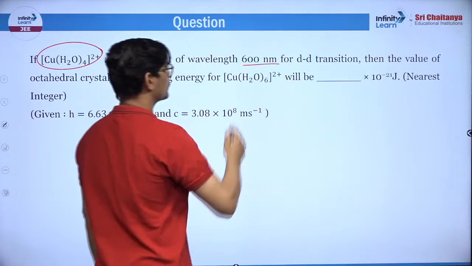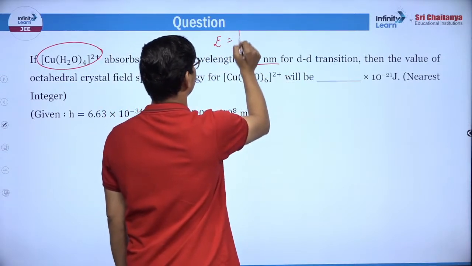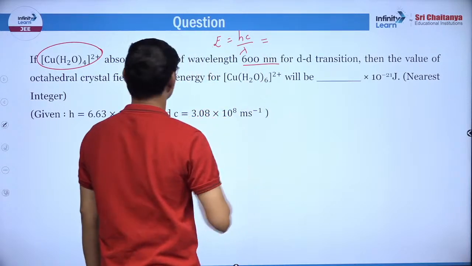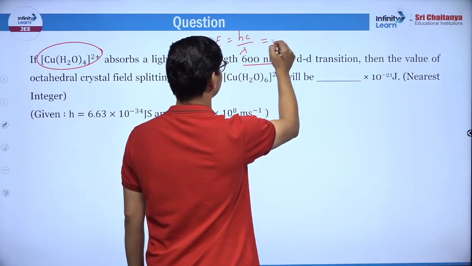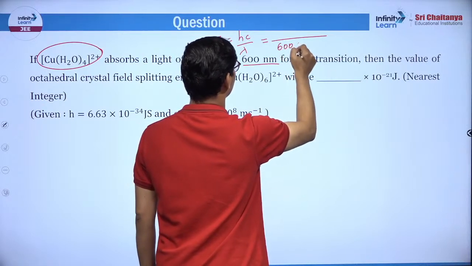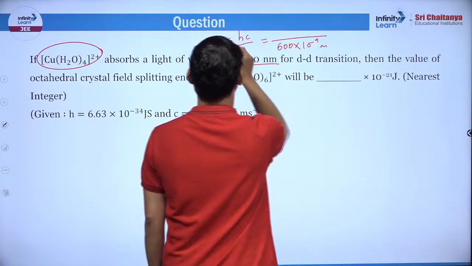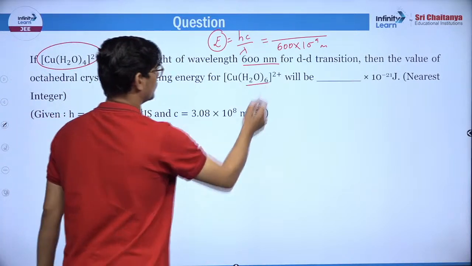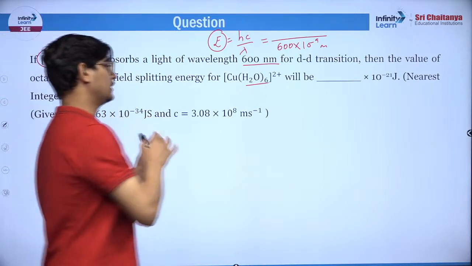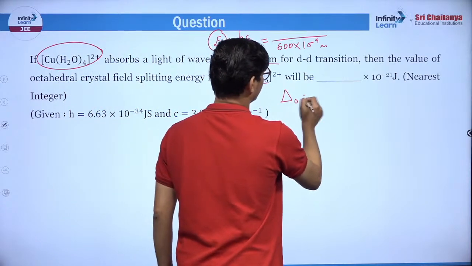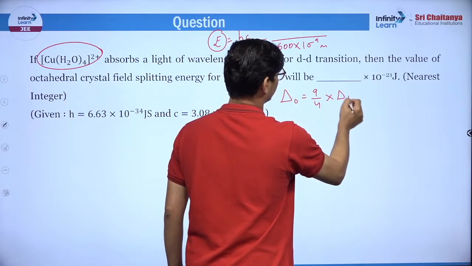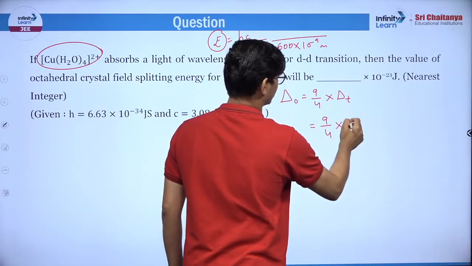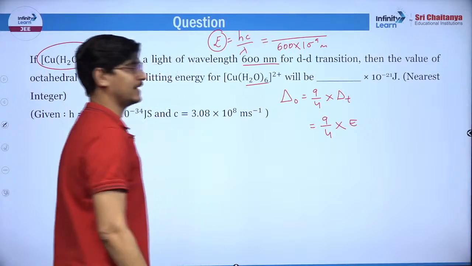600 nanometer. So if we convert it into energy, we know that as per Planck's quantum theory, energy is hc by lambda. So you can solve this. Substitute the value of hc and then lambda is 600 into 10 raised to minus 9 meters. So this energy is, let's say, E. Now the value of octahedral crystal field splitting. You know the relation between octahedral and tetrahedral, right? Octahedral is 9 by 4 of tetrahedral. So whatever energy you are getting, you will multiply it by this 9 by 4. So that will be your desired answer.